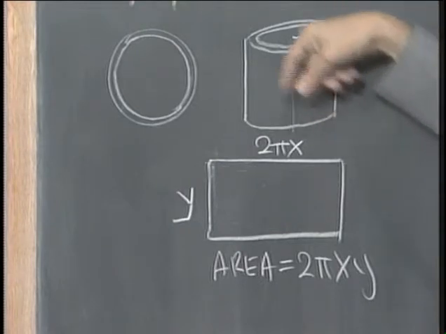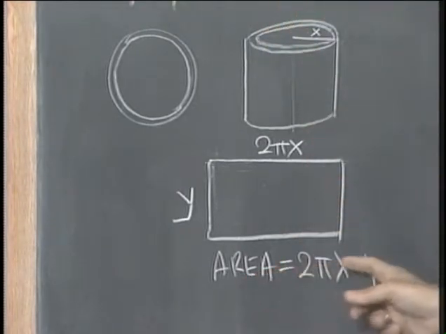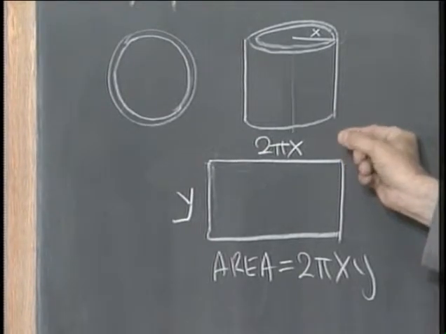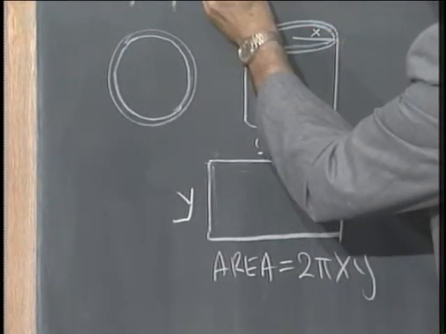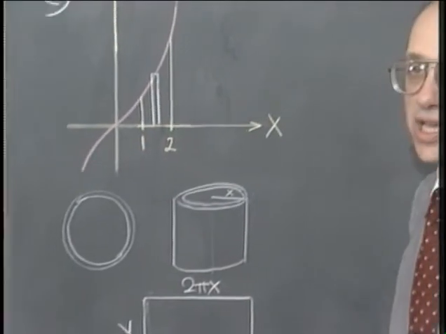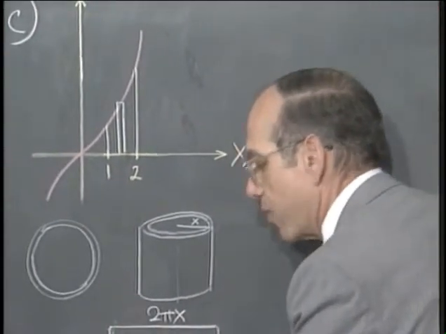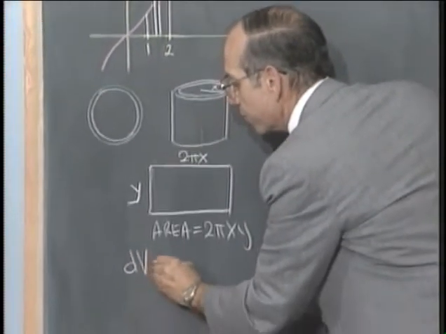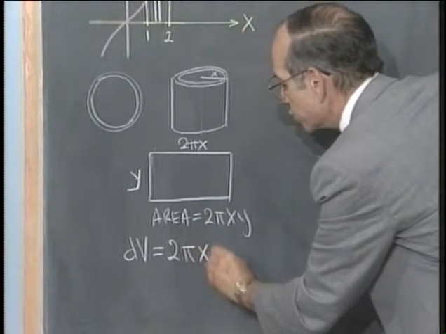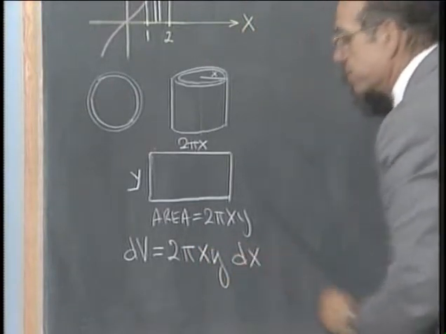The volume of this cylindrical shell is just that area multiplied by the thickness. How thick is it? Well, the thickness is this thickness right here. Now what's that thickness? That thickness is dx. So our differential of volume when we use the cylindrical shell is 2 pi xy dx.